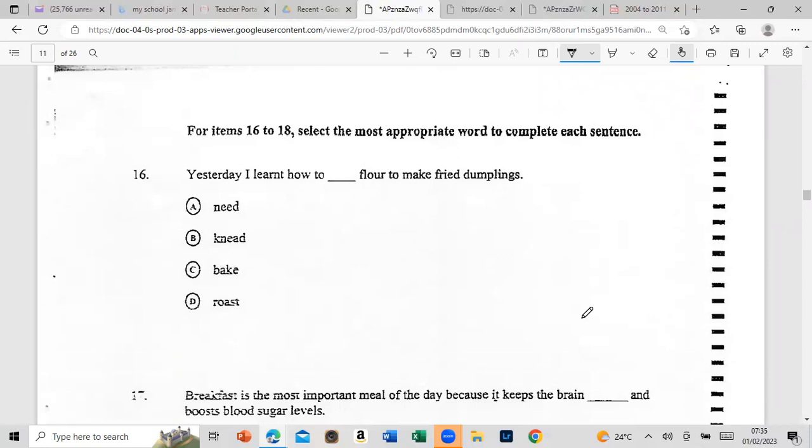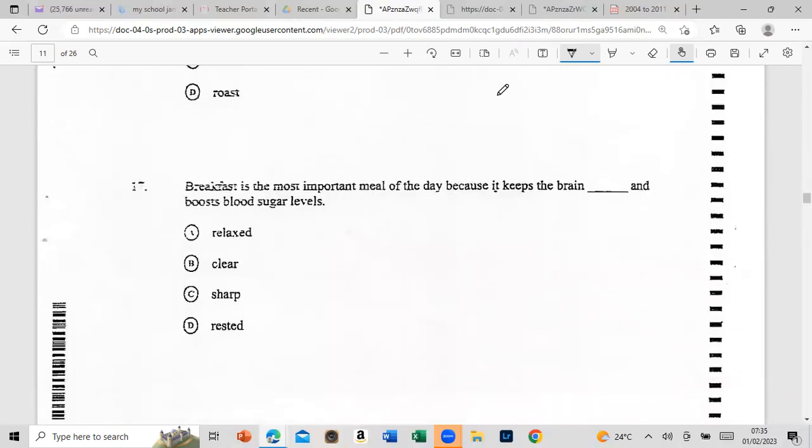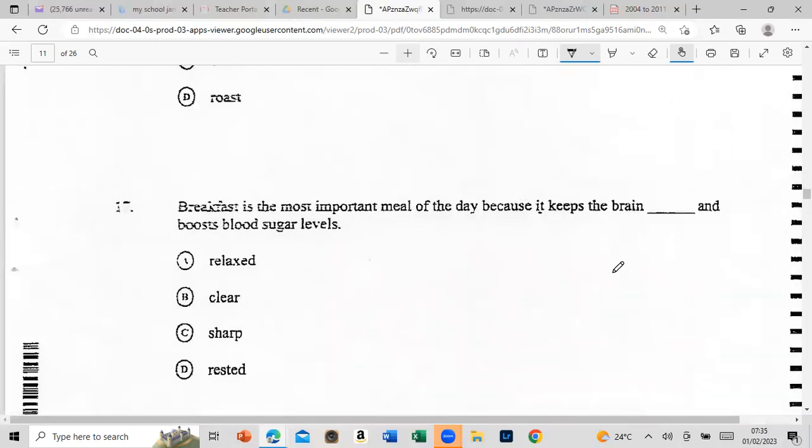For items 16 to 18, select the most appropriate word to complete each sentence. Yesterday, I learned how to blank flour to make fried... So that would be need, and it's not this need, but K-N-E-A-D. All right, so guys, please ensure that you read the questions carefully. All right, let's move on to 17. Breakfast is the most important meal of the day because it keeps the brain blank and boosts blood sugar levels. And that is sharp. All right, let's move on to 18.